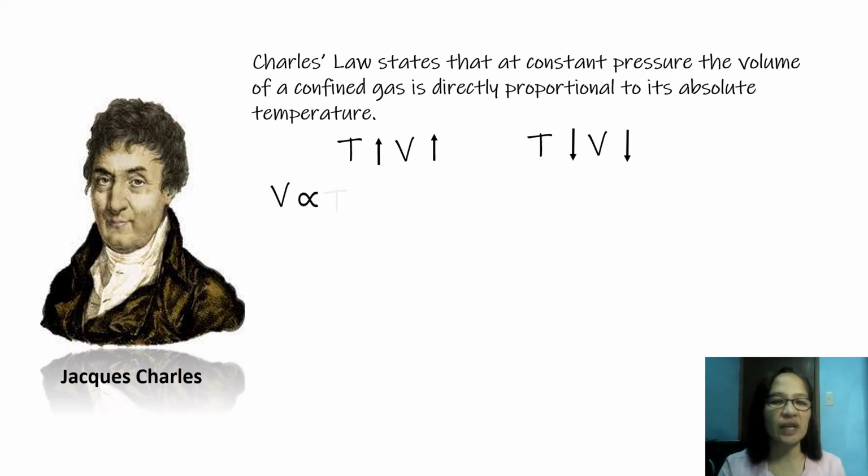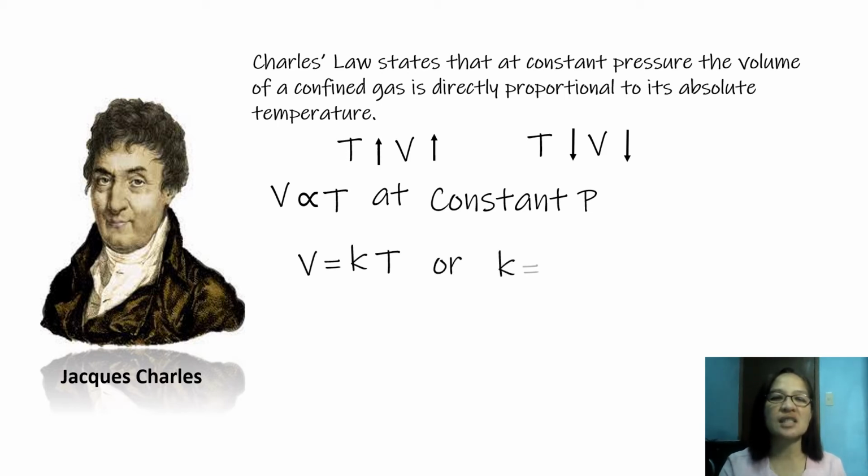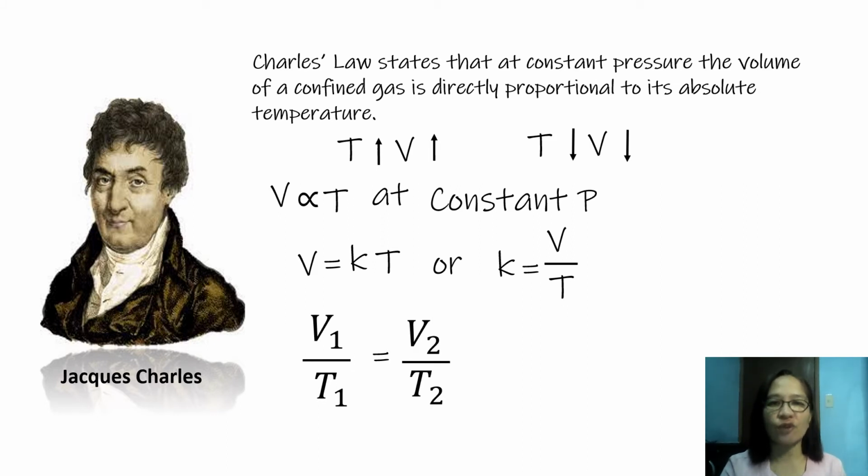Volume is directly proportional to temperature at constant pressure. Removing the proportionality sign and change it into equal sign, we will have this equation. If the temperature and volume ratio are the same in the initial and final condition, we will have V sub 1 over T sub 1 equal to V sub 2 over T sub 2. That will be our formula for Charles' law.